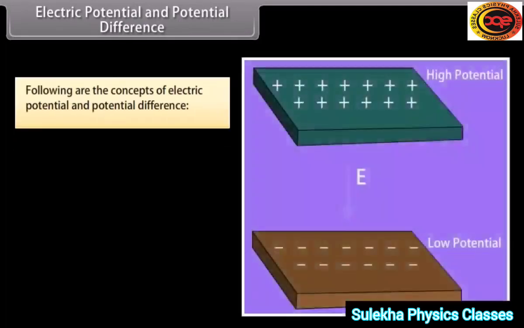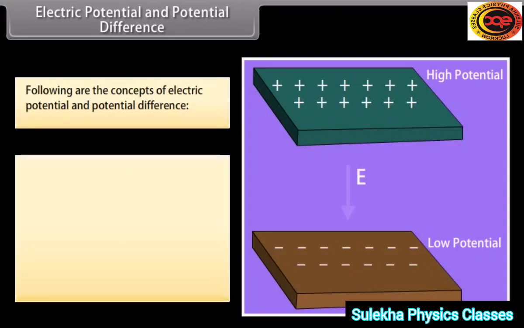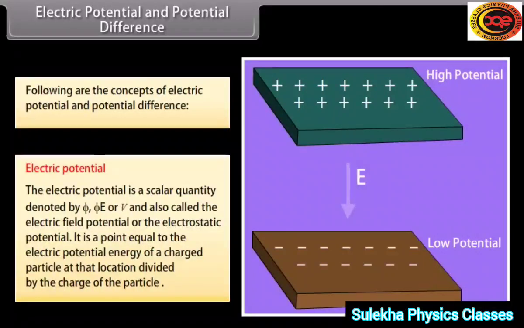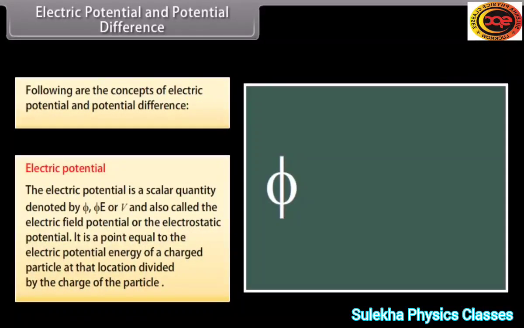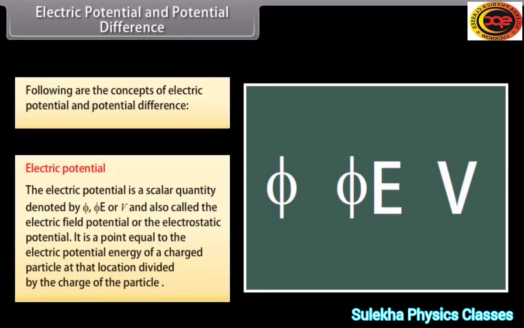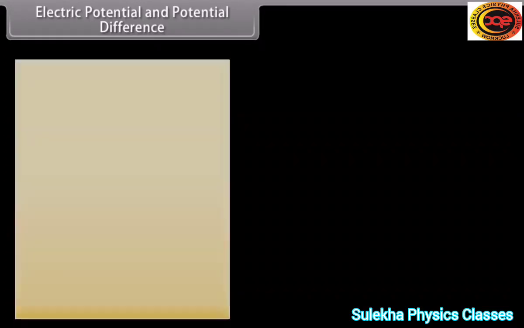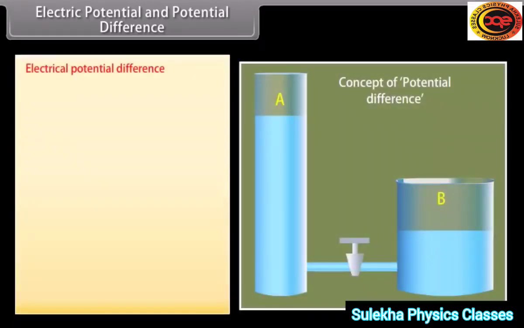Electric potential and potential difference. Let us look at the concepts of electric potential and potential difference. Electric potential. Electric potential is a scalar quantity denoted by E or V. It at a point is equal to the electric potential energy of a charged particle at the location divided by the charge of the particle. Electrical potential difference.